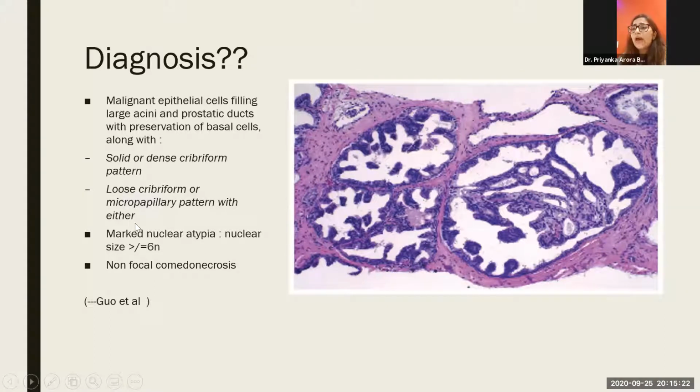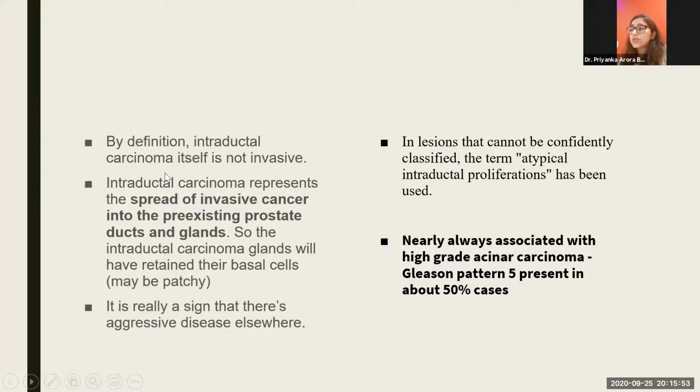And then, other than these two, you need to have marked nuclear atypia, that is, nucleus size of more than 6 times the size of the normal nucleus. So that is a very, very prominently large nucleus. And non-focal comedonecrosis. So if they have comedonecrosis not just at one focus, but present in many foci, these are basically the features to diagnose intraductal carcinoma.